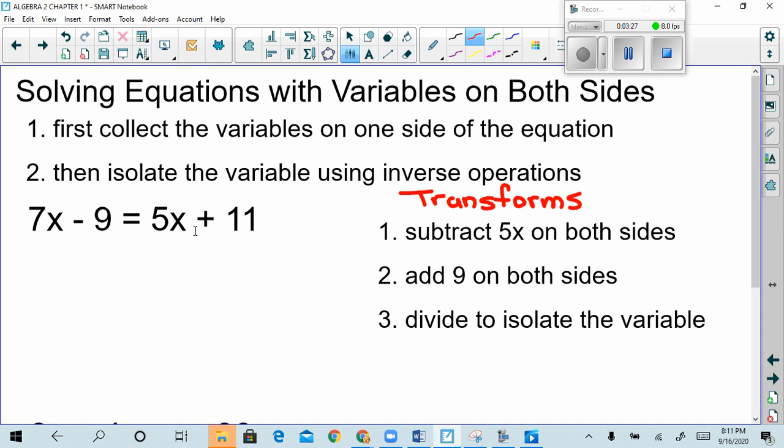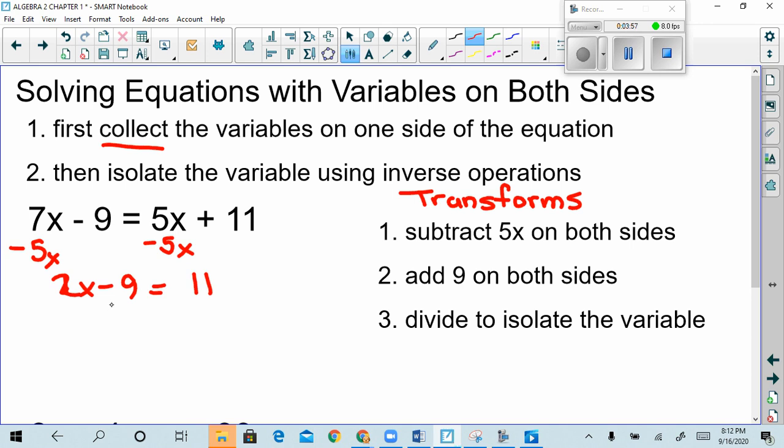Step 1 is always to collect your variables to one side using inverse operations. I generally collect them where they're greater. It doesn't matter really if I go to the left or the right. I'm going to subtract this 5x as my first step, and as you see, that's what I wrote in my transformation. Subtract 5x on both sides. That leaves me with 2x minus 9 is equal to 11.